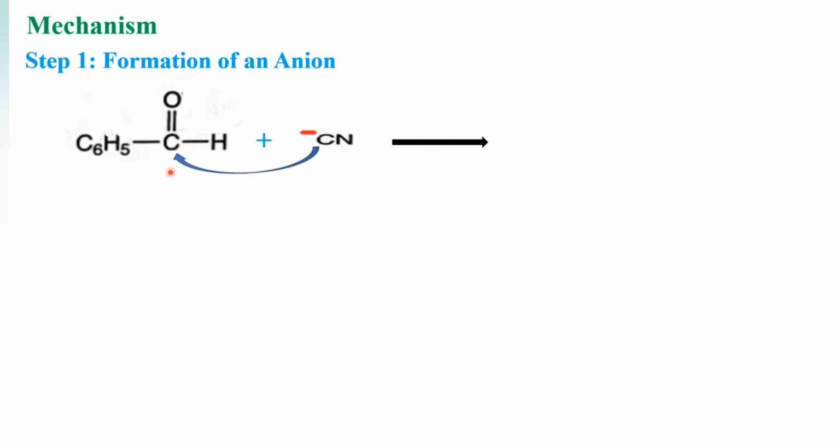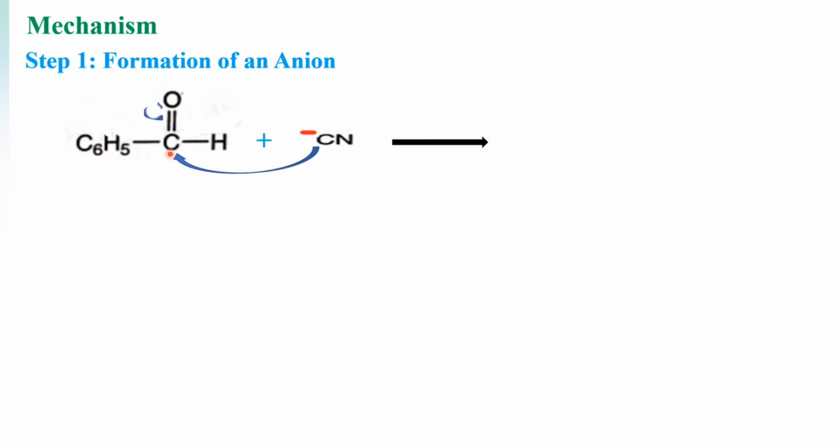The first step is formation of an anion. Now we are taking one molecule of benzaldehyde, and that is treated with CN minus, which is obtained from potassium cyanide or sodium cyanide. We are getting cyanide ion, and that would be added to one molecule of benzaldehyde. Here it is a nucleophile, so it has to bind with the electrophilic carbon. So this CN comes and attaches with the carbonyl carbon of the first aldehyde.